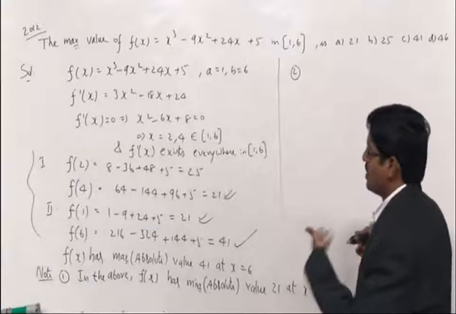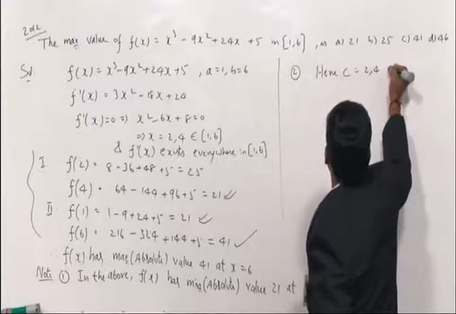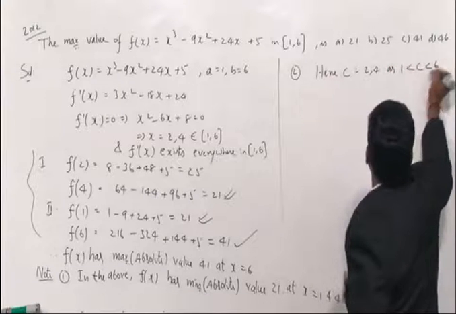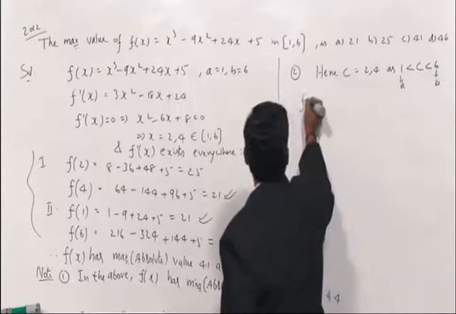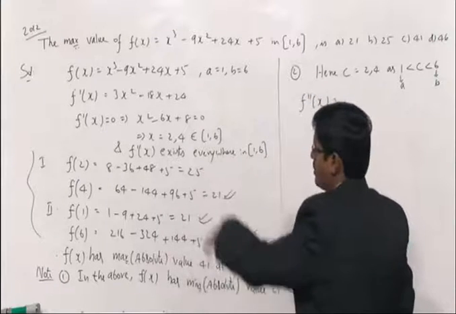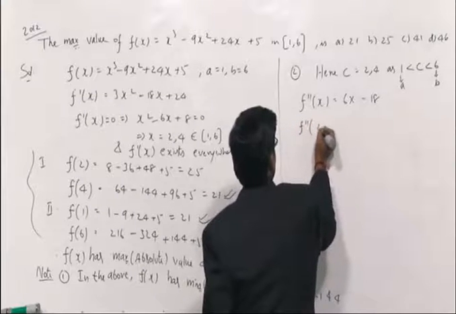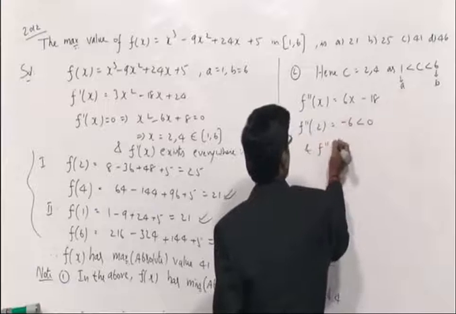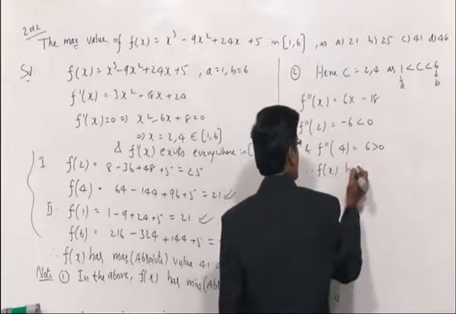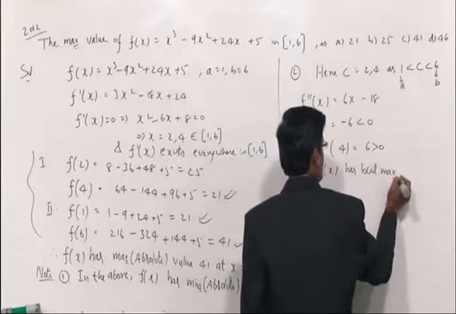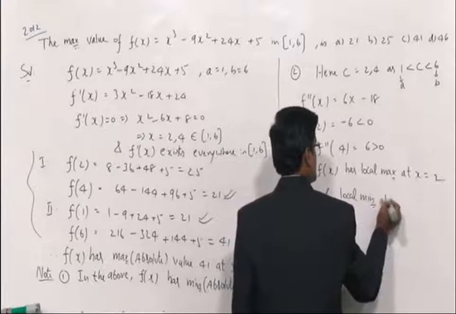Second note point. Now let us check if there is any local maximum at some point or minimum like that. Here C is equal to 2 comma 4 as 1 less than C less than 6. One value A given endpoints of the closed interval, 6 is B. 2, 4 we got from f dash x equal to 0. So in this case, find f double dash x for deciding that local maximum, local minimum. F double dash x is 6x minus 18. What is f double dash 2? Minus 6, less than 0. And what is f double dash 4? Plus 6, greater than 0. Therefore, f of x has local maximum at x is equal to 2 and local minimum at x is equal to 4.